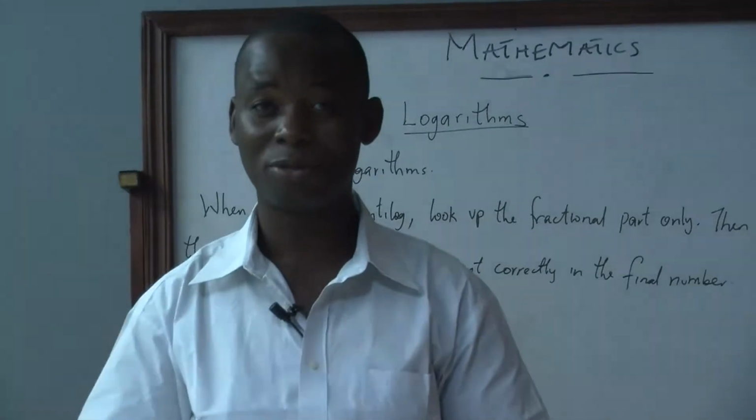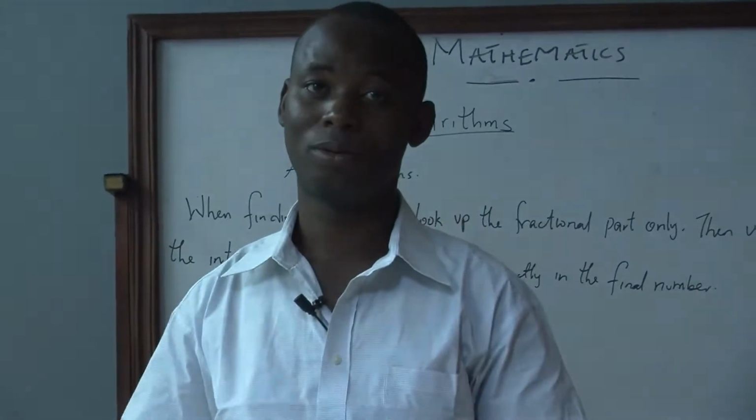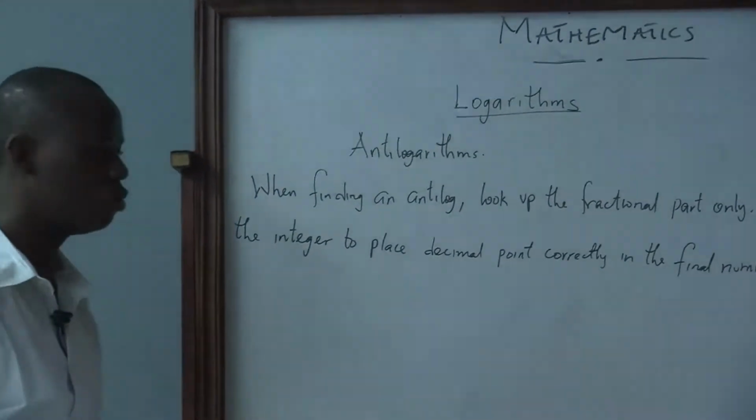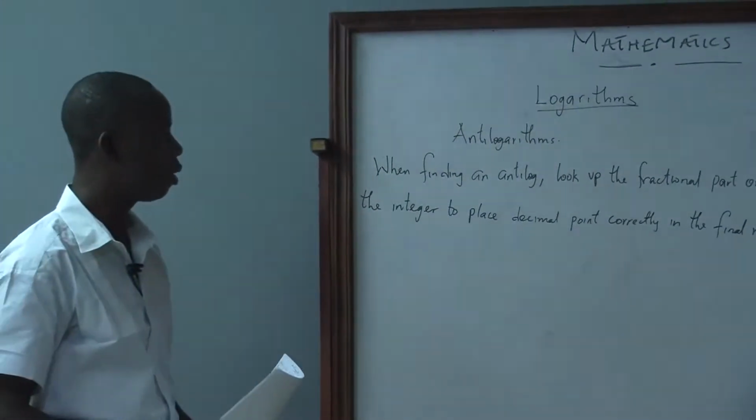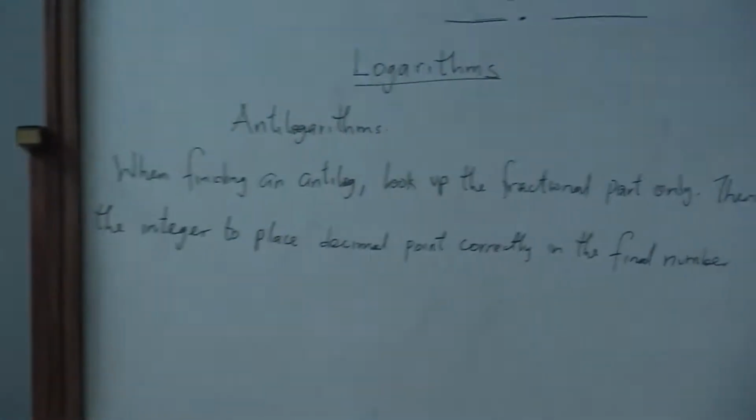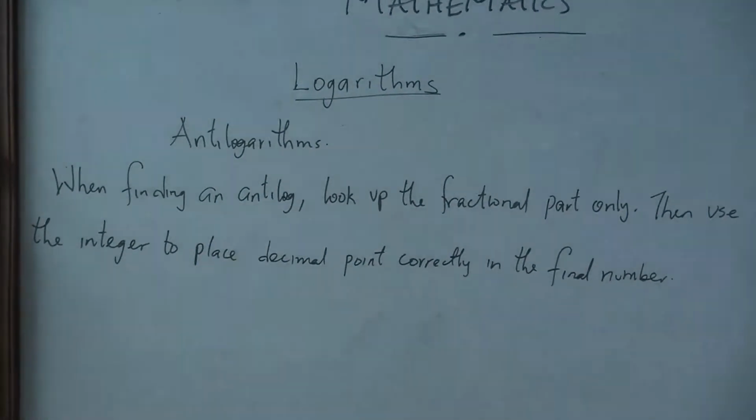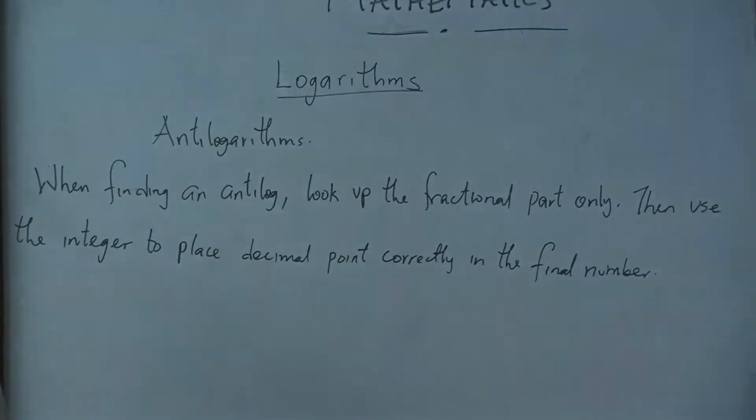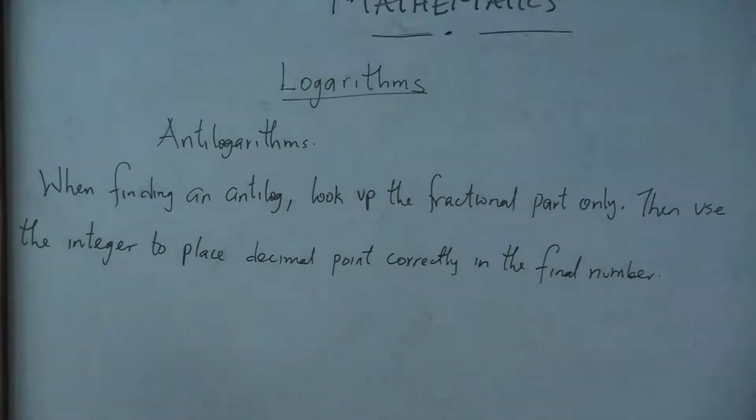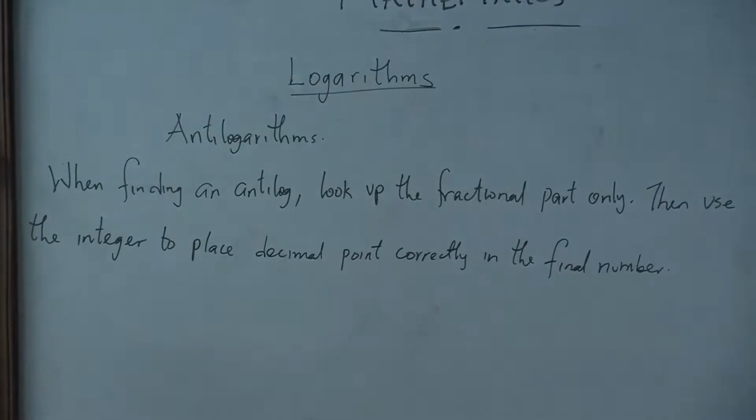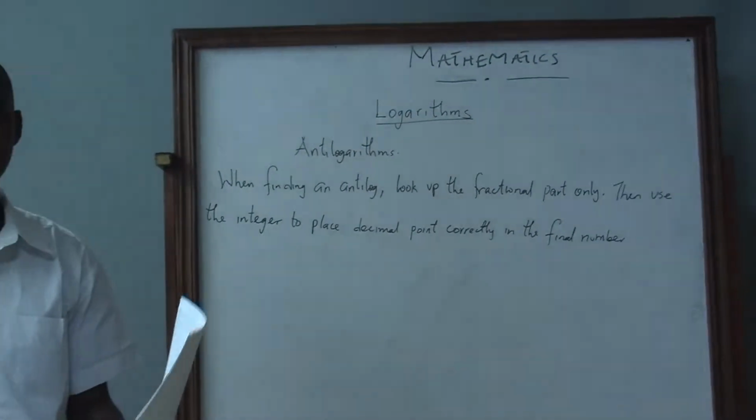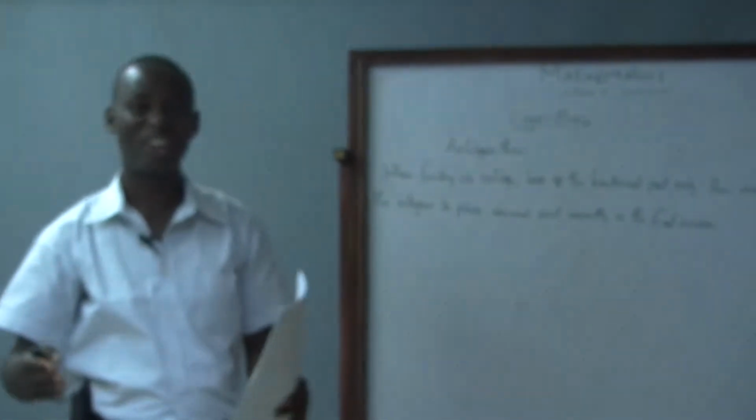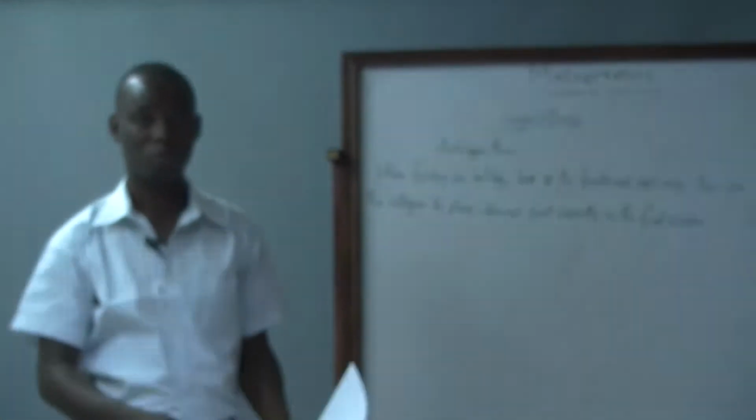And there is another table for that which we call the anti-logarithm table, which also will help us in this. Now there is something we need to note that will actually help us so well. When finding an antilog, look up the fractional part only. Mind you, when we are working with logarithms, the only part we are looking up from the table is the mantissa part only. We are not looking for the characteristic. It's the number itself that will tell us what the characteristics will be.